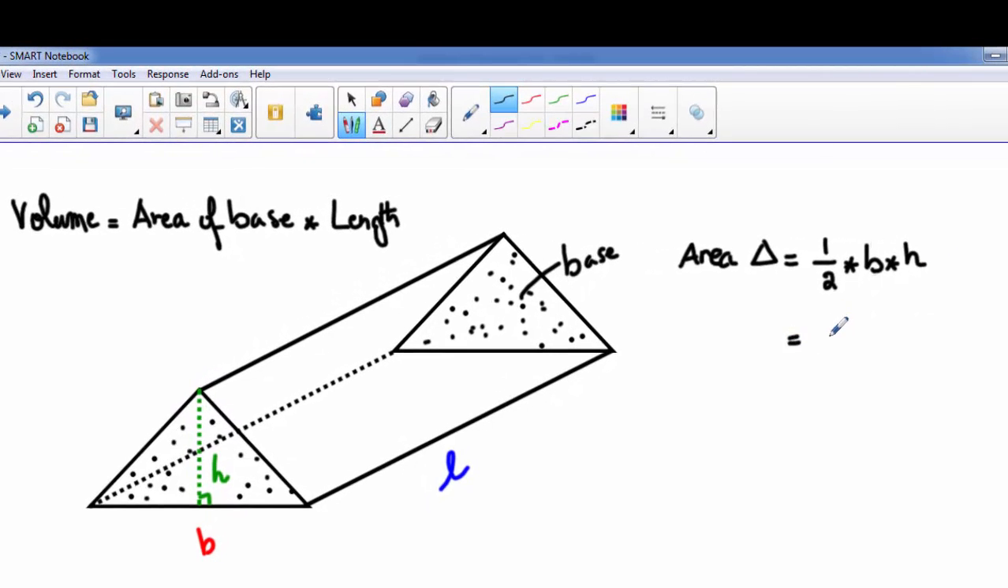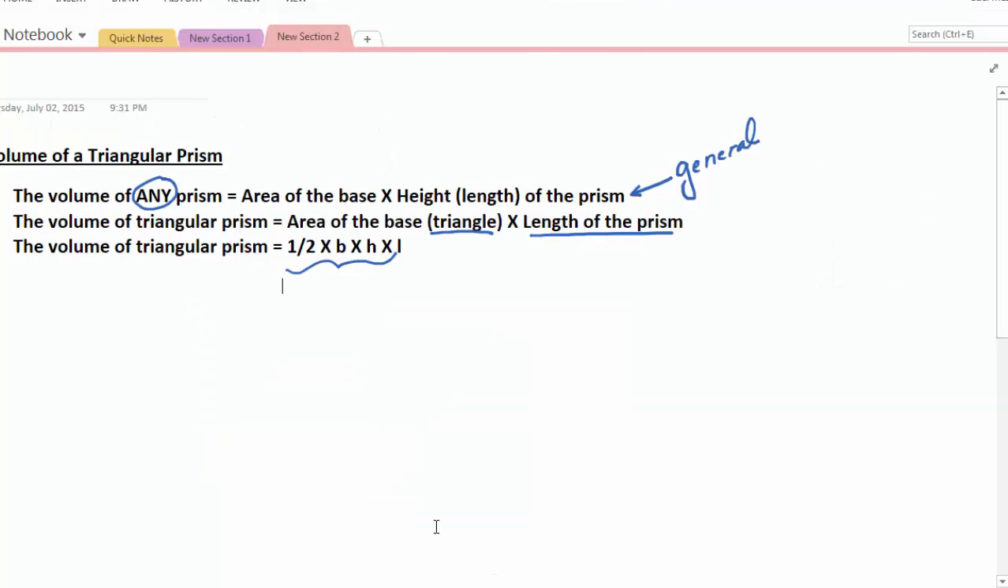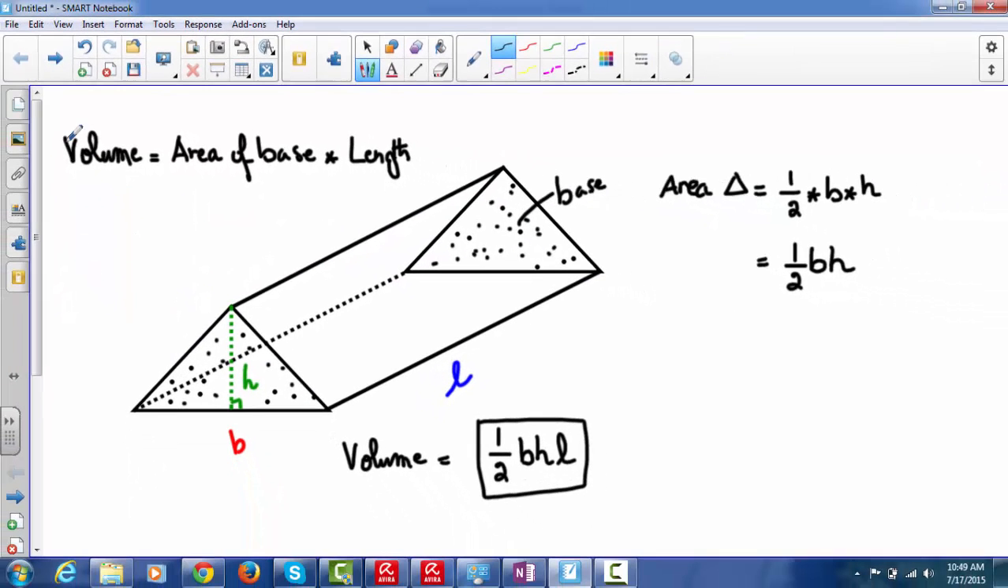So let's check here. Half, the base of the triangle, this side is the base by chance, so b, and the height is h. So this is the area of the base. And we are saying times the length of the prism. So this is the length. That means in general, I will end with a volume equal to the area of the base, which is half bh, times the length. So this is the formula of the volume of a triangular prism. If I go to this one, I will find the same thing: half base times height times L, which is the length or the height of the prism. So let's see an example to understand more what we are doing.